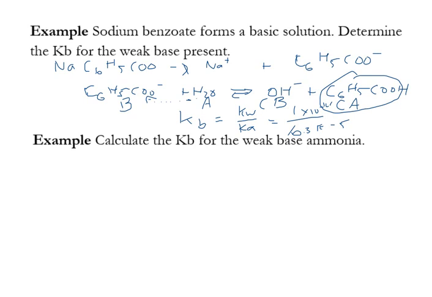Okay, let me do one more example here. We want to do it for ammonia. If you wanted to write out the equation just to get your idea, you've probably seen me do this one before. Ammonia can be added to water, and if you do that, it forms NH4+ and OH-, because a proton leaves from water over to ammonia. So you're a base, you're an acid, you are the conjugate acid and the conjugate base.